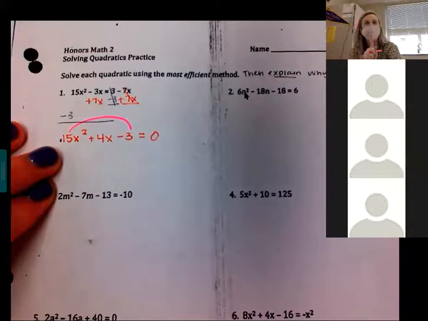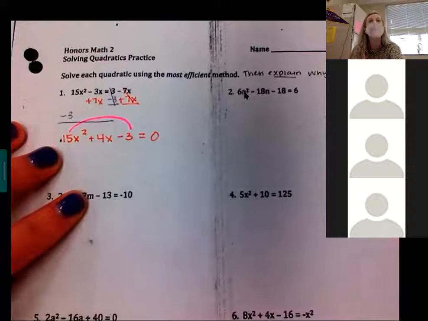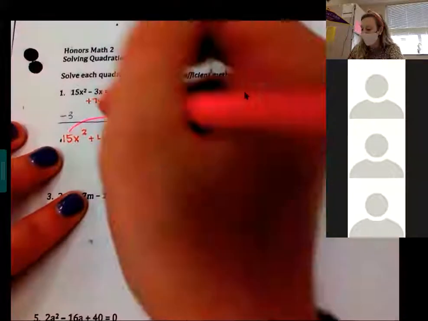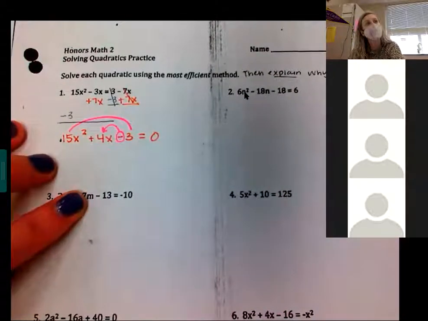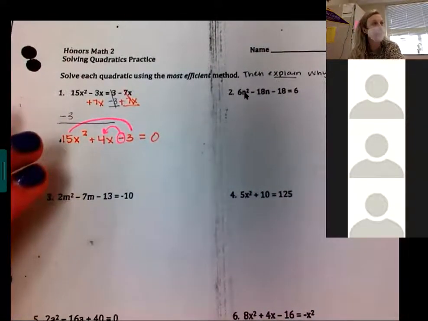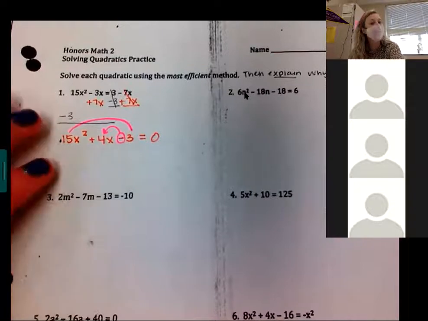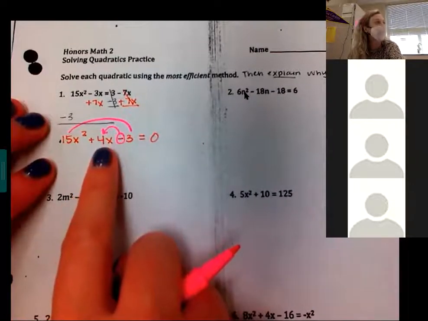45. So everybody remember that. 15 times 3 is 45. Are there any factors of 45 that subtract to give us 4? Yeah, what are they, Chris? 9 and 5. If you subtract 9 and 5, aren't you going to get 4 in the middle?